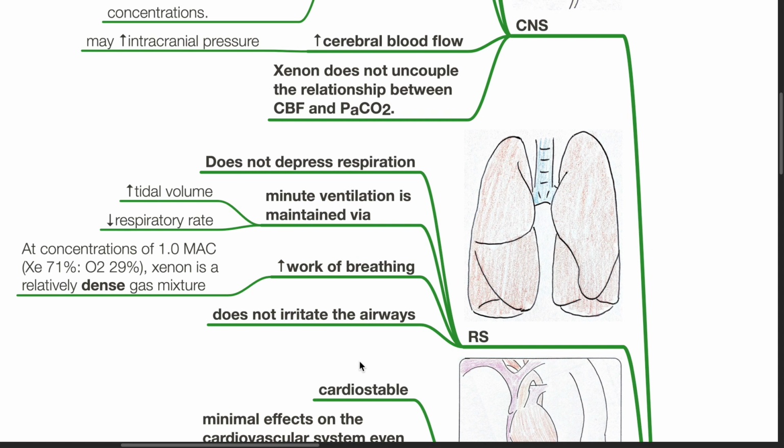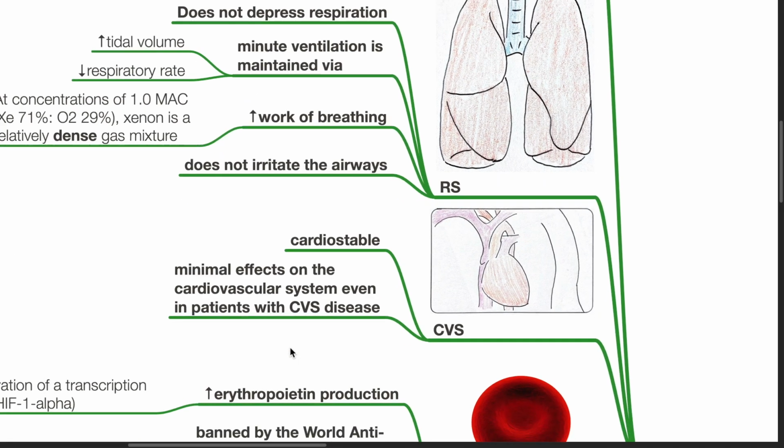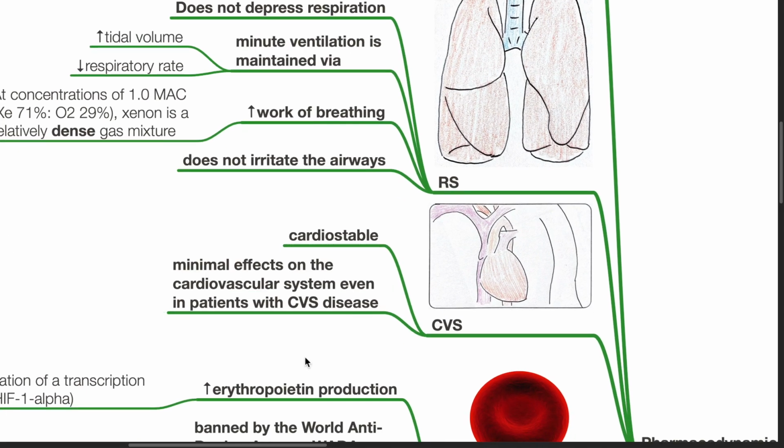Respiratory system. Xenon does not depress respiration. Minute ventilation is maintained via increased tidal volume despite decreased respiratory rate. There is increased work of breathing as Xenon is a relatively dense gas mixture. Xenon does not irritate the airways. Xenon is cardiostable and has minimal effects on the cardiovascular system even in patients with cardiovascular disease.